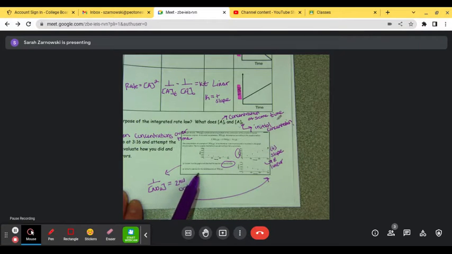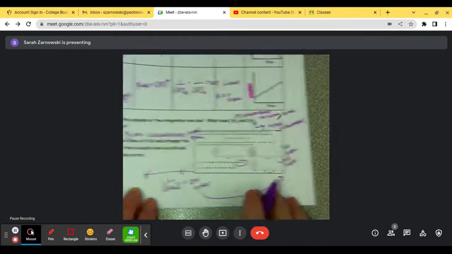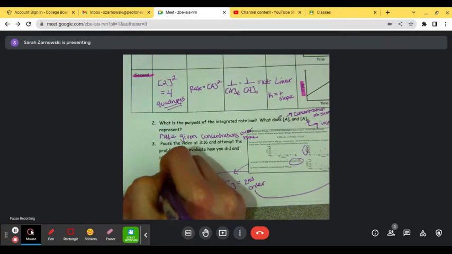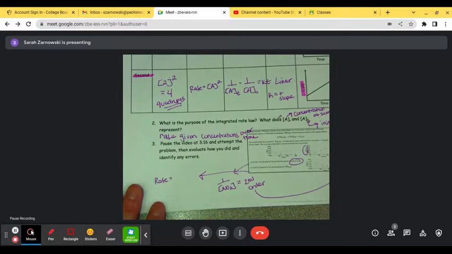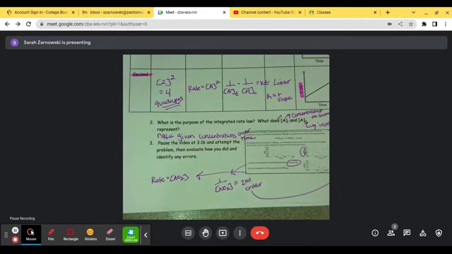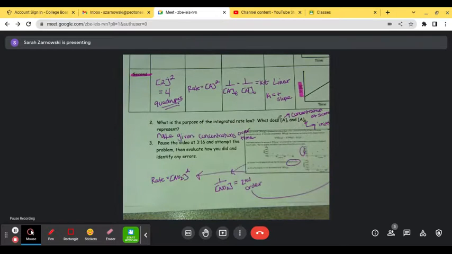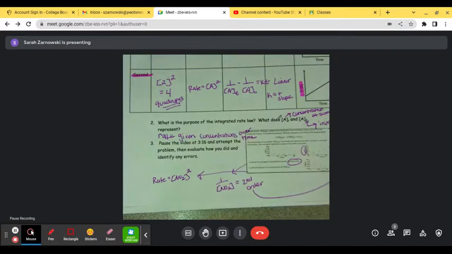Write the rate law for the decomposition of NO2. So for the rate law, very simple. We're going to say rate equals, it says it's for NO2, so I'm going to put NO2 in brackets. It is second order. So since it's second order, and that is my only reactant, I'm just going to raise it to the second power. So that is my rate law for that one.